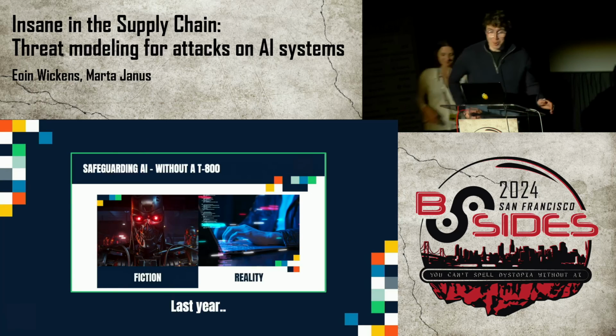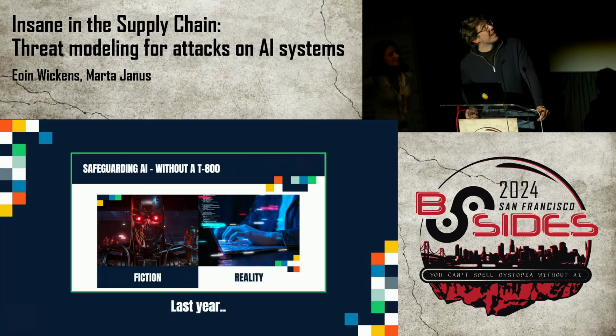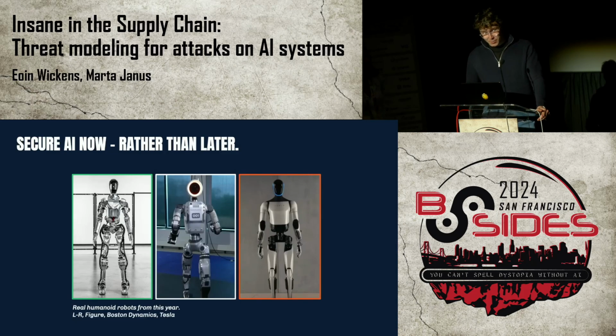All right, we're over time, but last year we said, don't worry about Skynet, it's in the future. This year, we have humanoid robots coming out from every major company. We probably want to secure this stuff now rather than later, because we'll end up in an iRobot or a Cylon situation.